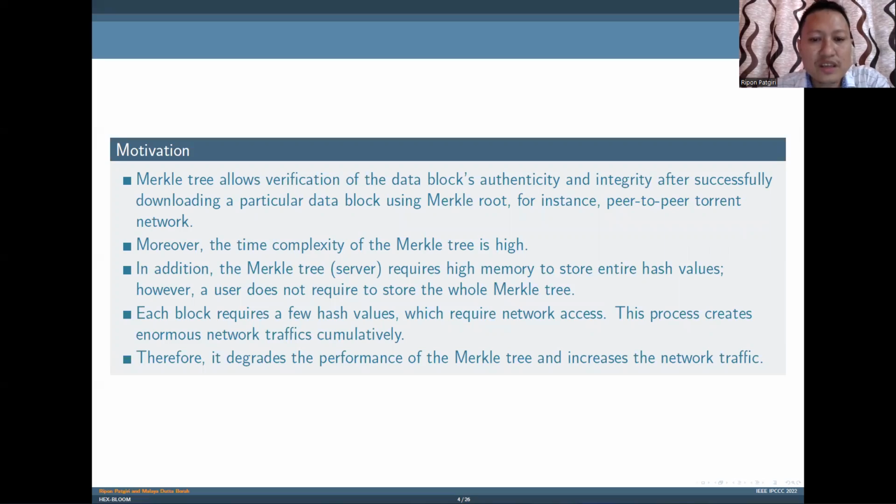Moreover, the time complexity of Merkle tree is high. In addition, Merkle tree requires high memory to store the entire hash value. Each block requires a few hash values which require network access. Therefore, it degrades the performance of Merkle tree and increases the network threat.